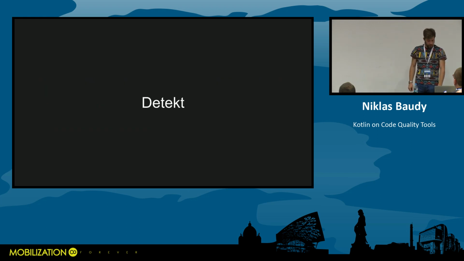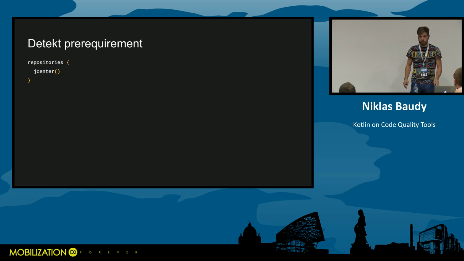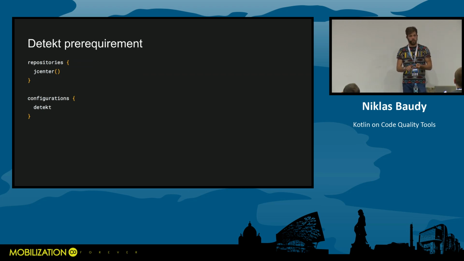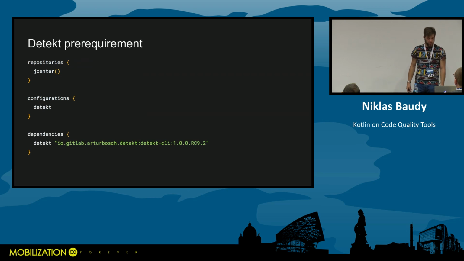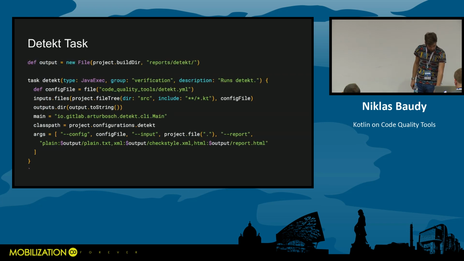Now, the second tool, Detekt. In order to add Detekt, we need to add the JCenter repository because the jar file is hosted there. Then we add a new configuration. A configuration is like api, implementation, compile. Then we can add a dependency. We say a Detekt dependency, and we pass in the Maven coordinates. The reason we create our own configuration is so they don't end up in our Android app or in our jar file. So they have a different classpath.